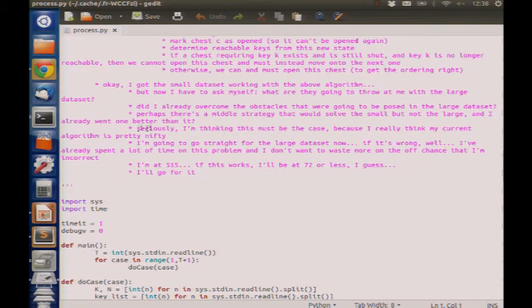Because I really think my current algorithm is pretty nifty. I'm going to go straight to the large dataset now. If it's wrong, well, I've already spent a lot of time on this problem and I don't want to waste more time. I mean, he was there writing this before submitting. Writing this in the contest? Yes, during the contest. This is the solution that he uploaded as he won.